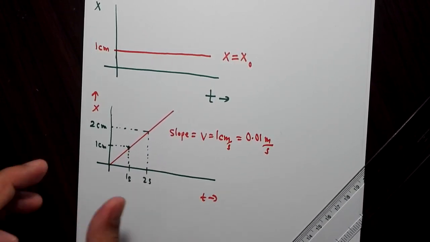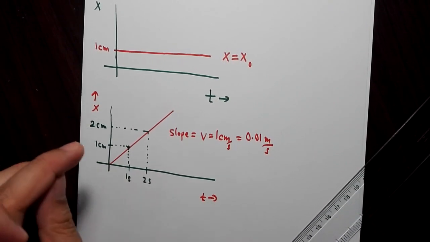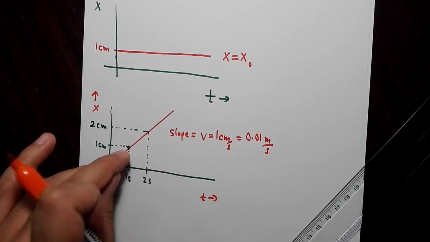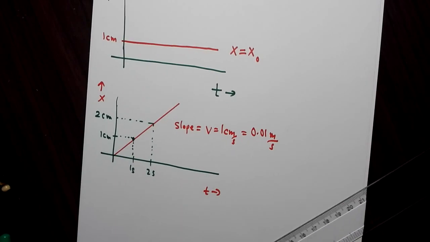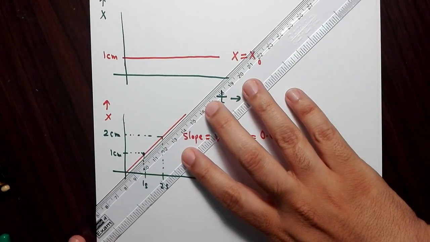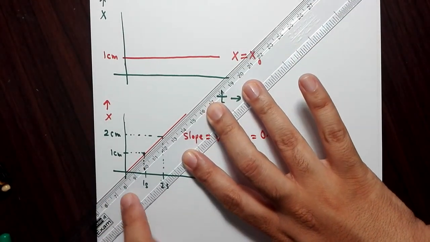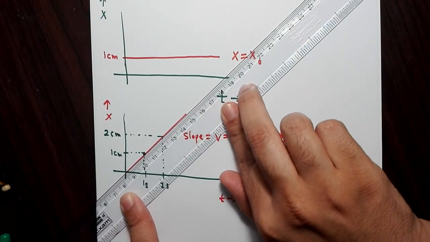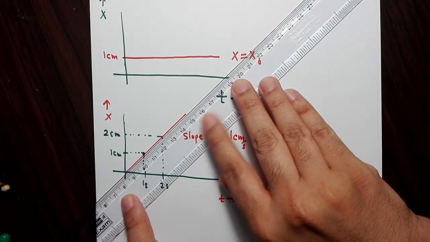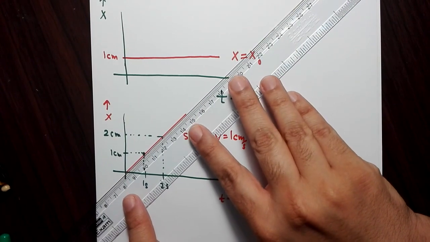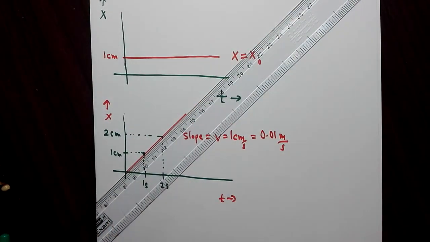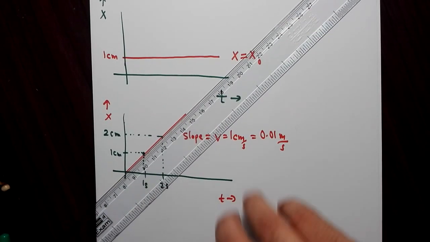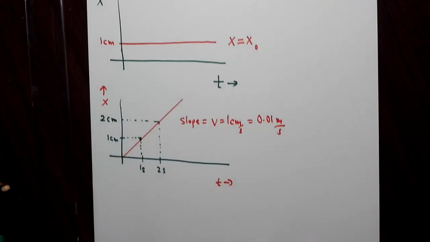Okay, so the slope of the position versus time graph gives you the velocity of that object. Now you can see why these graphs are useful. So if the slope is fixed, you can see that there's just one position of the ruler, right? And I can just keep the ruler like that, and it just goes along with the line. So there's just one position of the ruler, which means there's one value of velocity in this case.